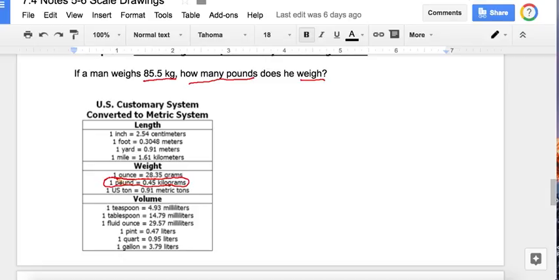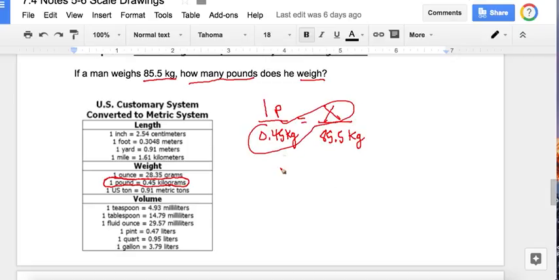So circle this. There is our scale. So we're going to write a ratio. So 1 pound over 45 hundredths kilograms. And notice I put pounds over kilograms. So over here I need to put pounds over kilograms. And so we have 85.5 kilograms. So we're going to put that on the bottom, because we want to know how many pounds. And I don't know how many pounds, so we're going to put X on top.